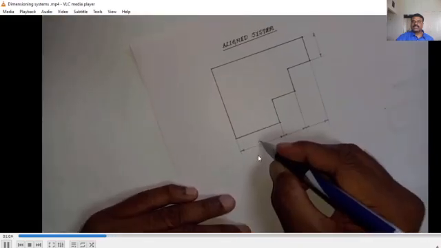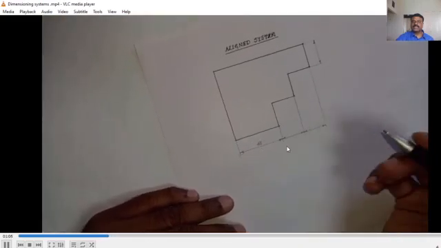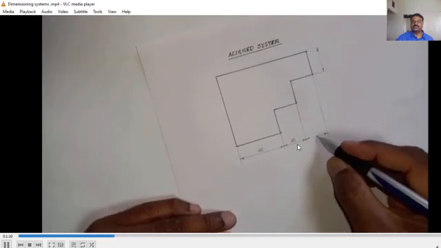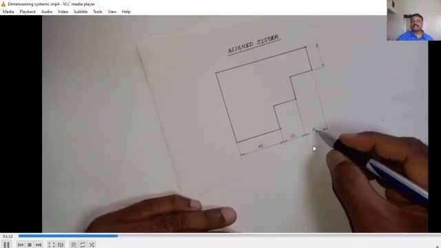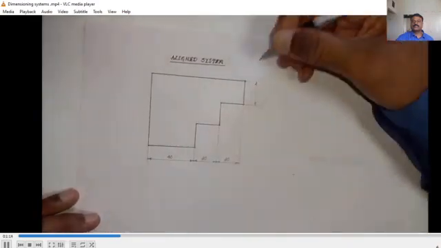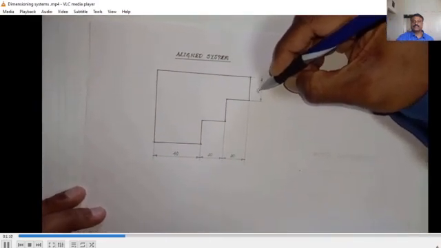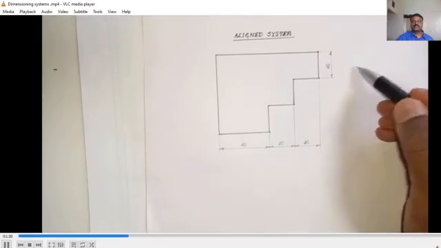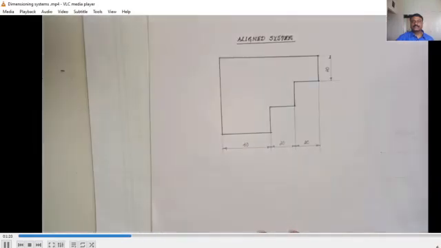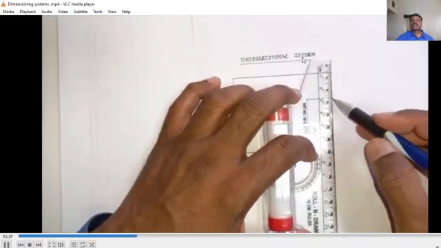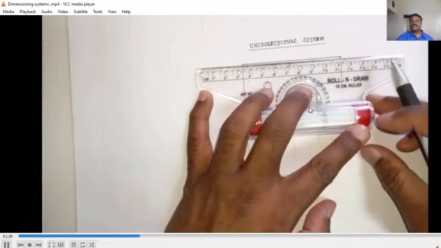As we said earlier, in the aligned system, at the center and above the dimension line you have to show the dimension value like this. Okay, now let us study how to draw the unidirectional system.